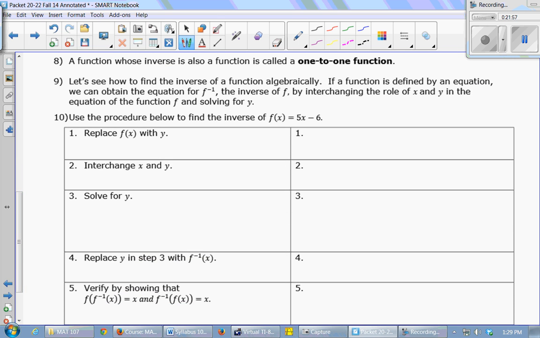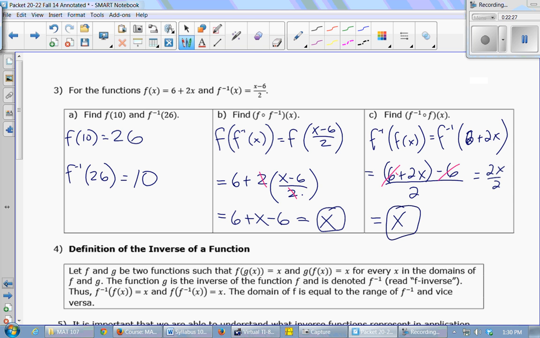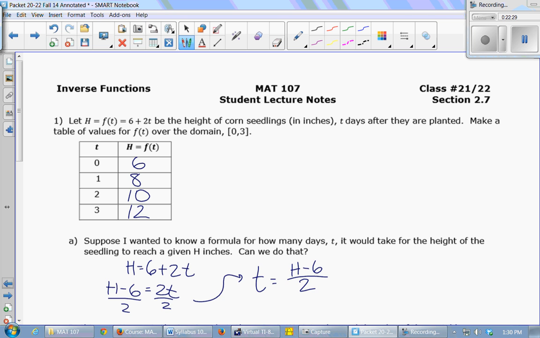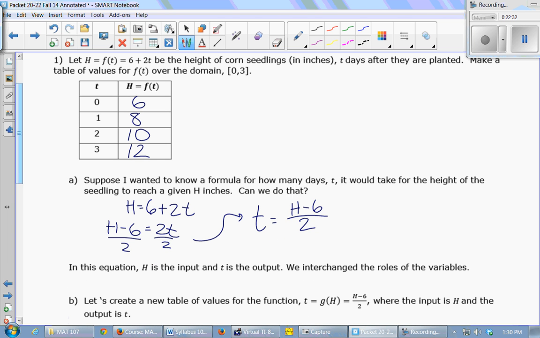Okay, so if I want to find the equation of an inverse function algebraically, we just use this procedure, which is exactly the procedure we used in the corn seedlings. The only difference is that if this does not represent a real-world thing, you change the x's to y's and y's to x's, so that x will be the input for both the function and its inverse. When it represented a real thing, we didn't change the names of the variables, right? We didn't change h's to t's and t's to h's, because h means height and t means time.